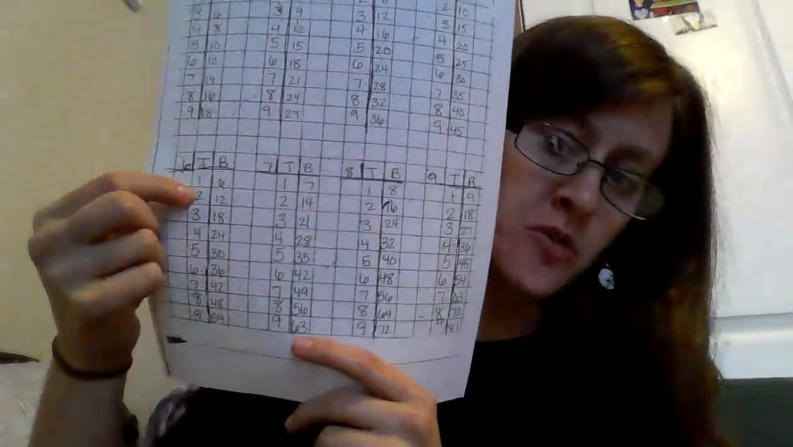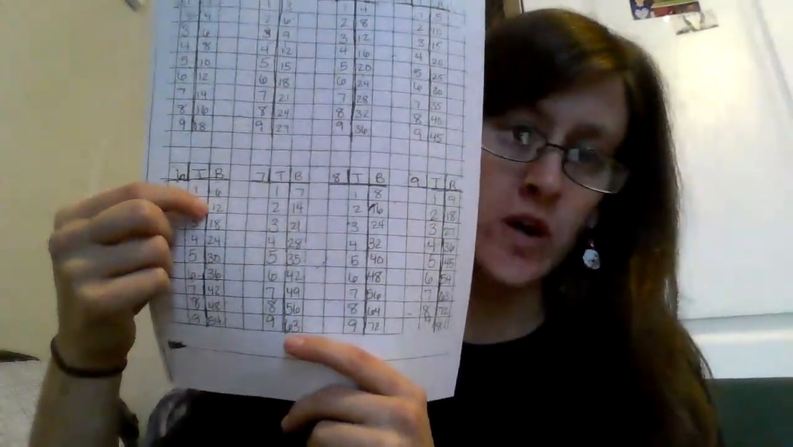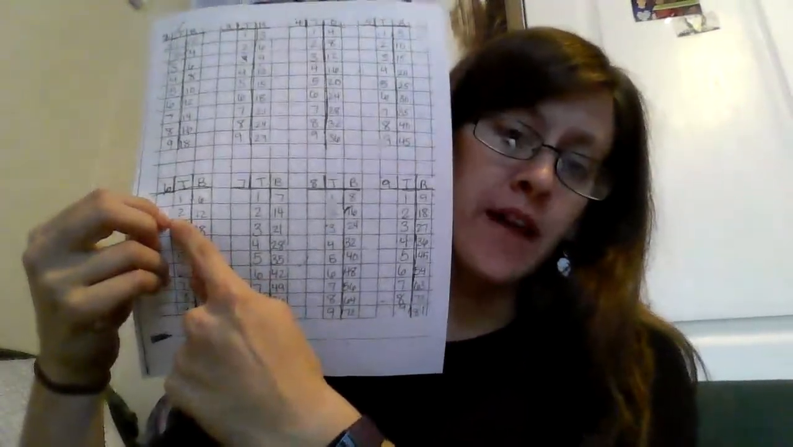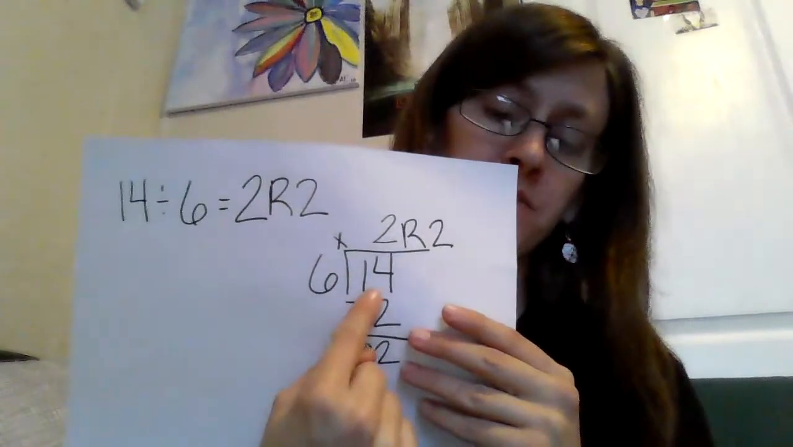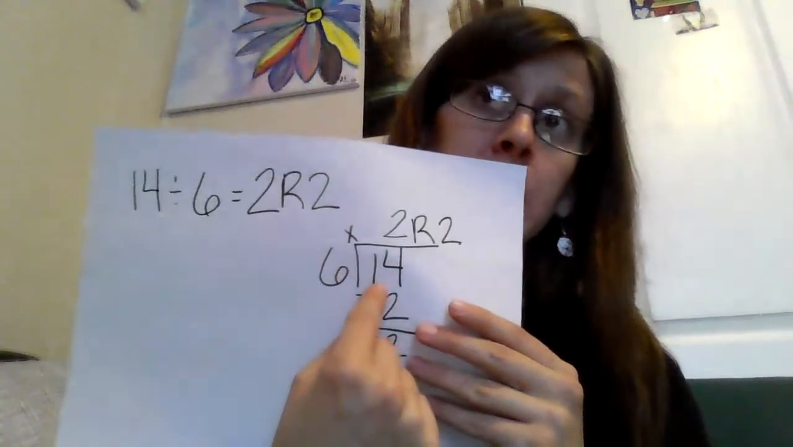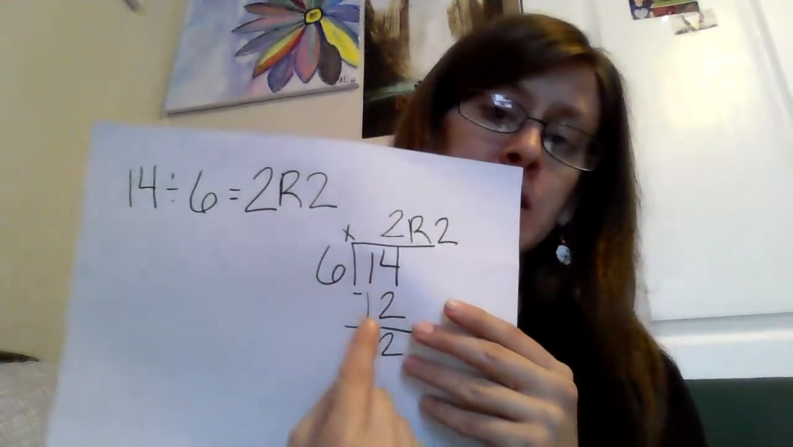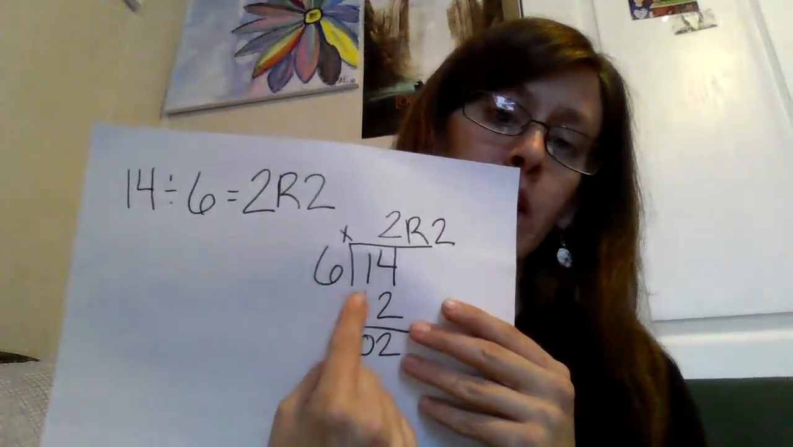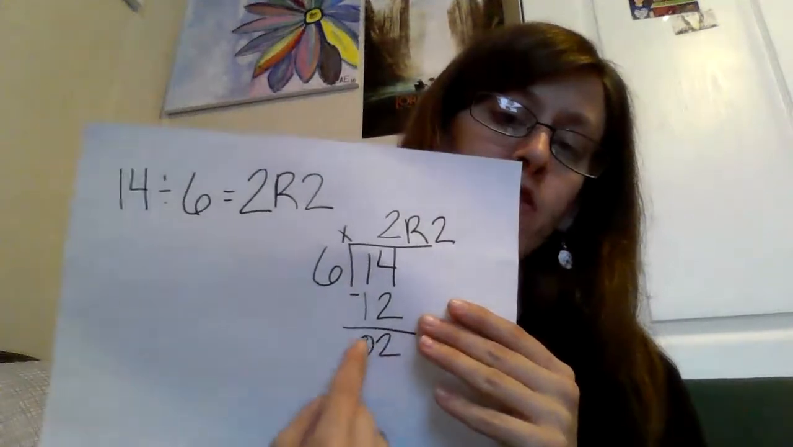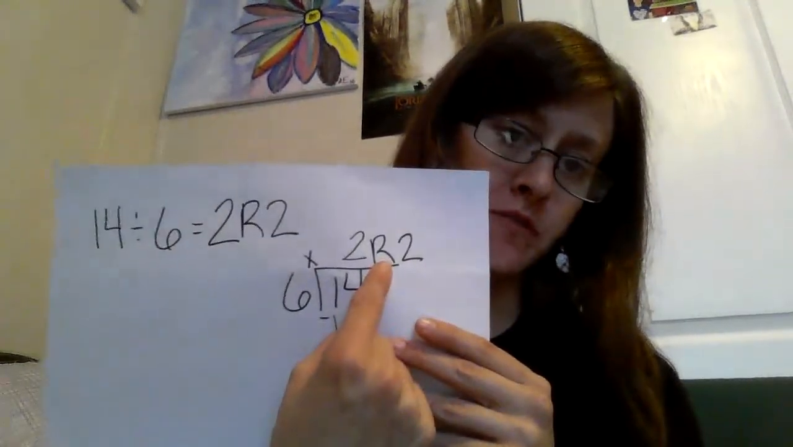We're not done yet, because if I only have 2 groups of 6, that gives me 12. I need to have 14. So if this is your top number, that goes on top for your queen. Your bottom number here goes under what you were dividing your 6 into. So you were dividing 6 into 14. You were able to get 2 equal groups. 2 times 6 gives me 12. When I subtract those 2, I have a remainder of 2 left over.